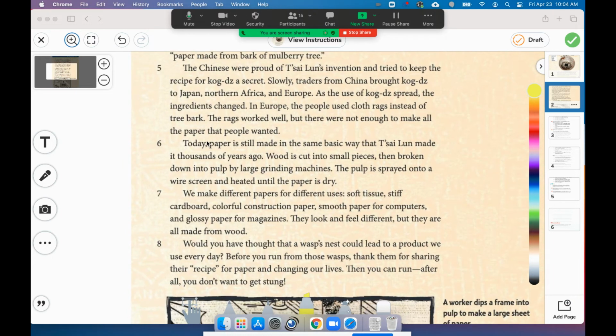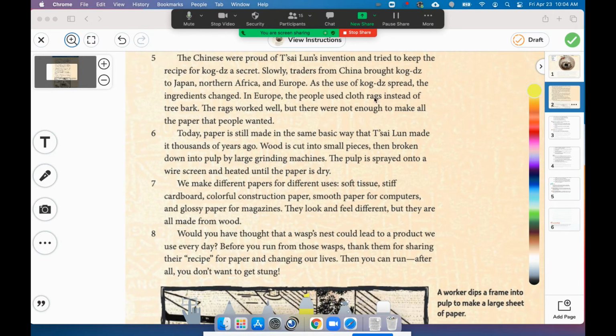The Chinese were proud of Tai Lun's invention and tried to keep the recipe for kagduz a secret. But slowly, traders from China brought kagduz to Japan, Northern Africa, and Europe. As the use of kagduz spread, the ingredients changed. In Europe, the people used cloth rags instead of tree bark. So in China, they used tree bark. It's different in Europe because they used cloth rags. The rags worked well, but they were not enough to make all of the paper that people wanted.